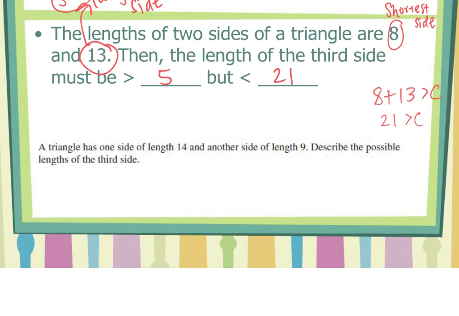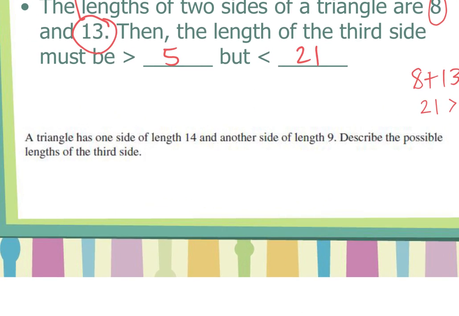So a triangle has one side, okay? So take your smallest one and make it the smallest. So we're going to make 9 the smallest. So 9 plus 14 must be greater than what?